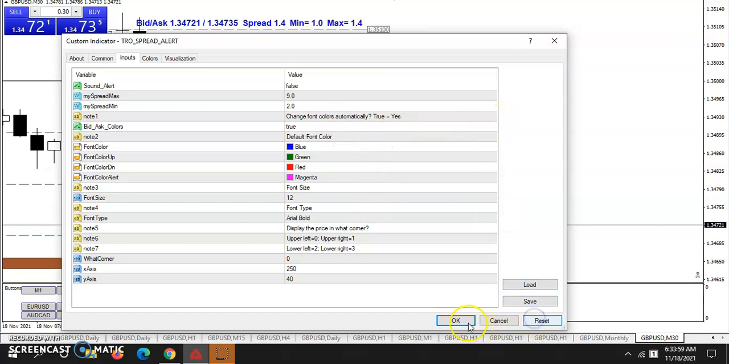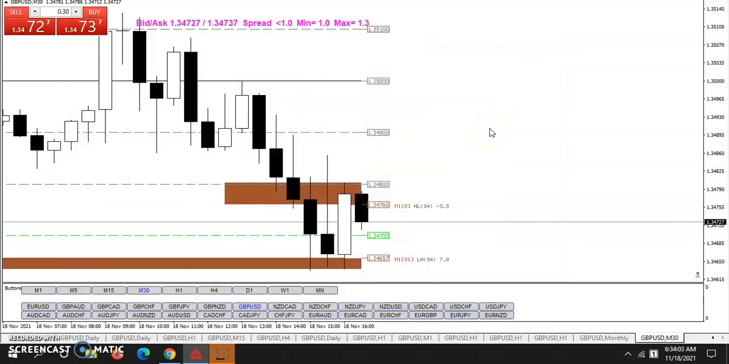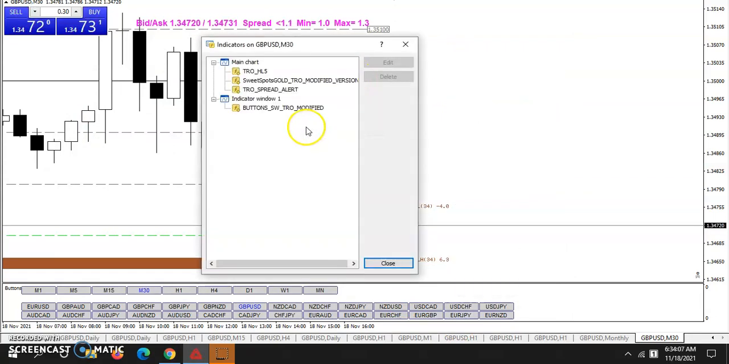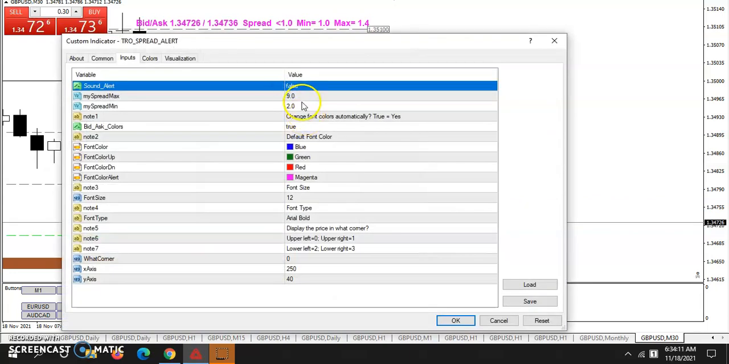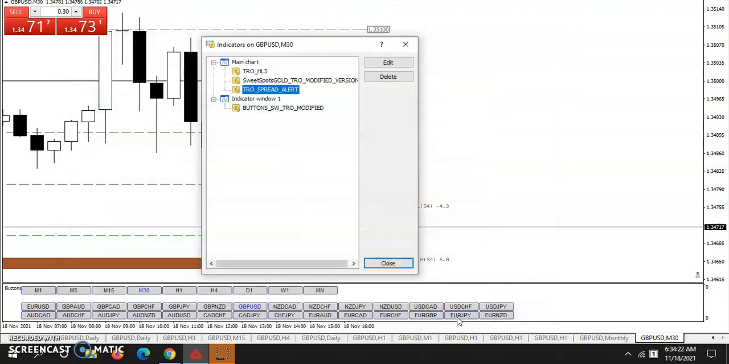And let's just hit the reset button. And once again, on this spread alert, the default is something under 2 pips. So let's change that back to 1 pip.